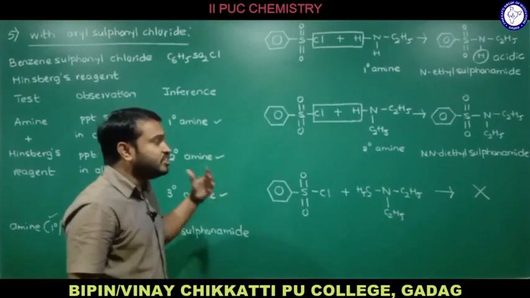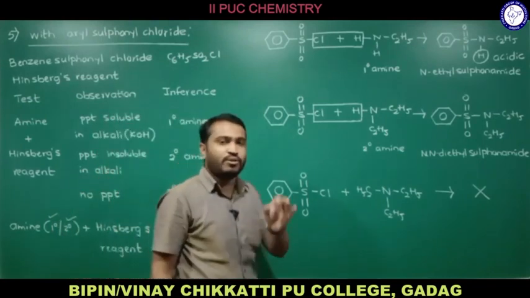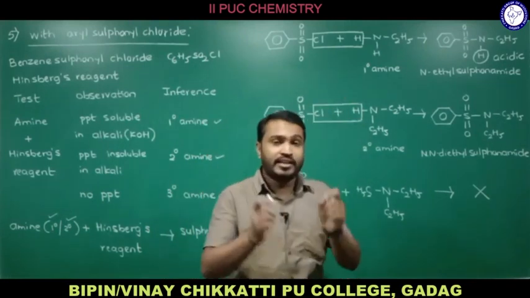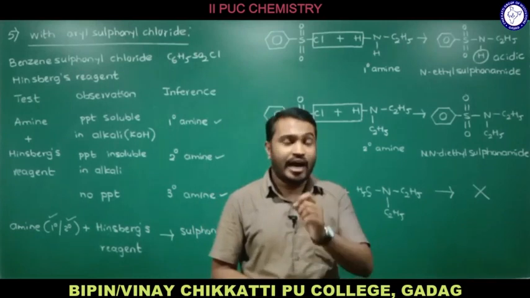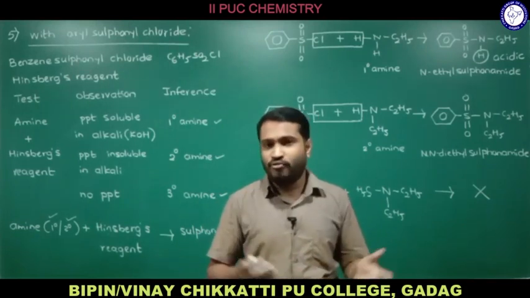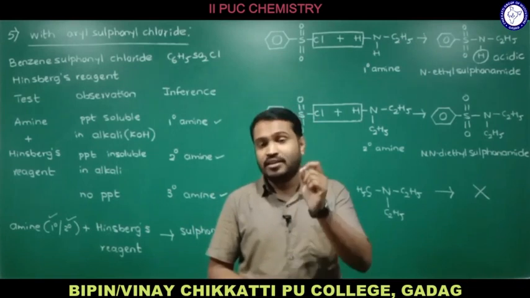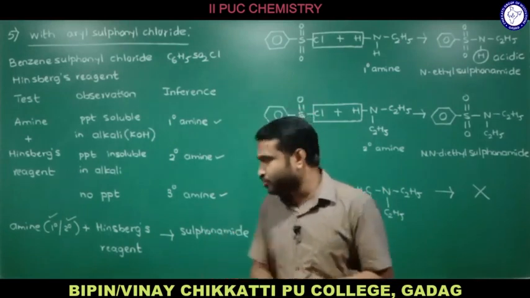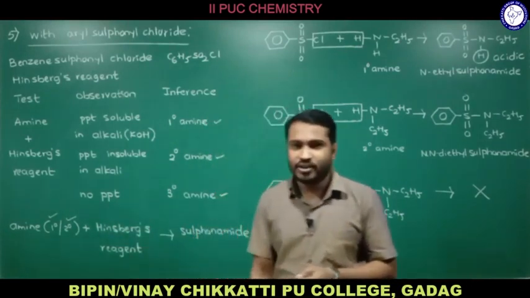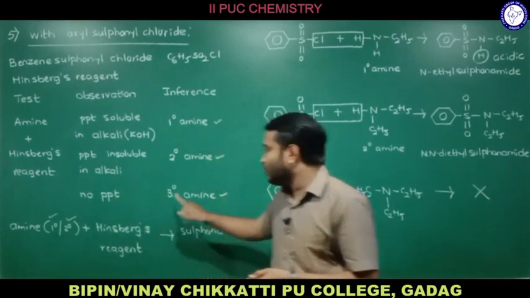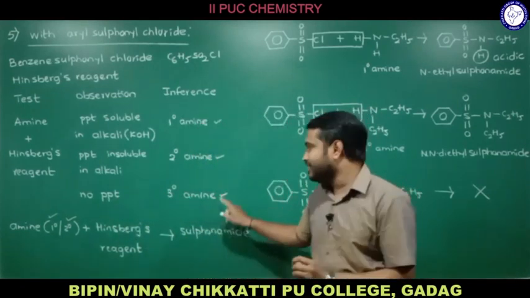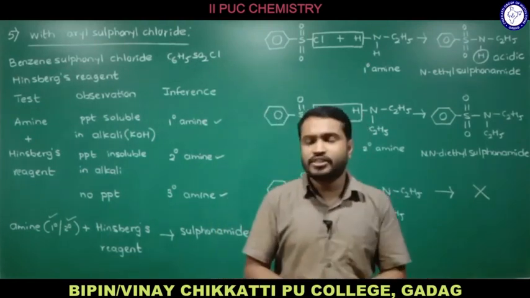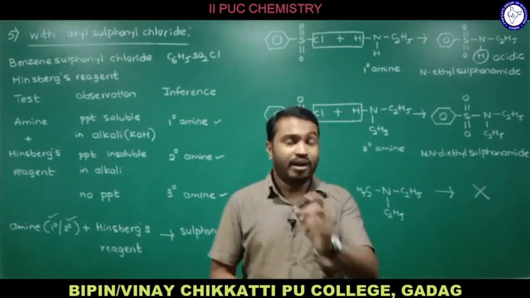For reactivity of amines with the Hinsberg reagent, there should be a minimum of 1 hydrogen present. In secondary amines we have 1 hydrogen, in primary we have 2, and in tertiary we don't have a hydrogen atom on the nitrogen. Because of that, the tertiary amine won't react with the Hinsberg reagent. If there is no reaction, there is no formation of precipitate, and one can identify that the given amine is a tertiary amine.